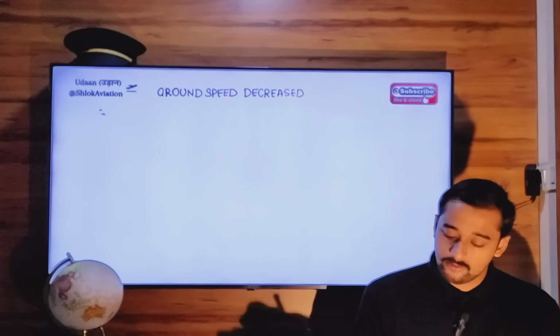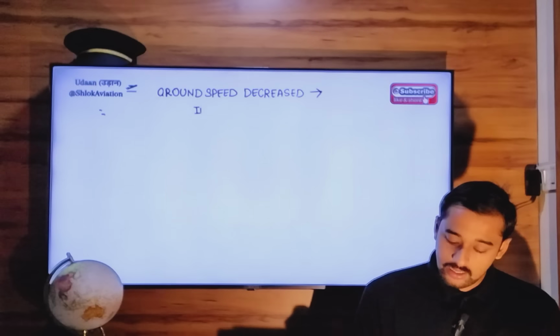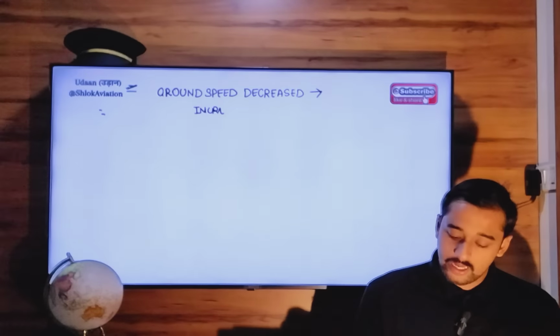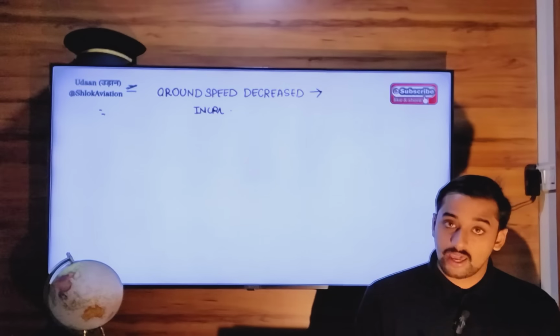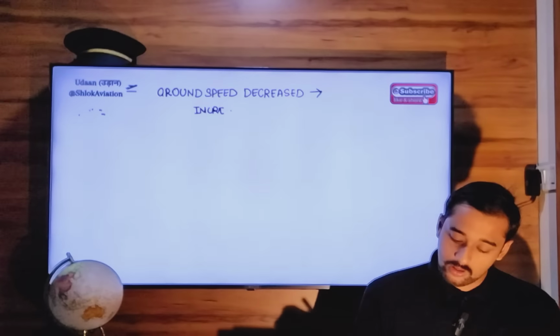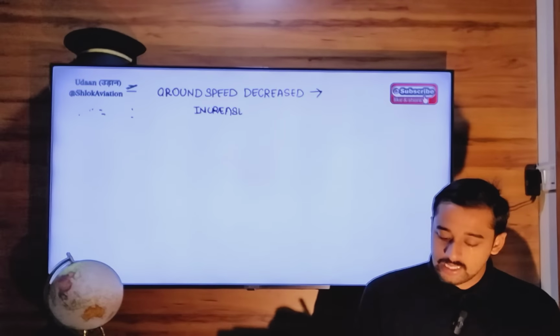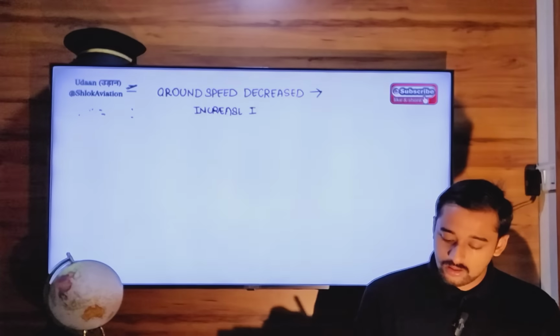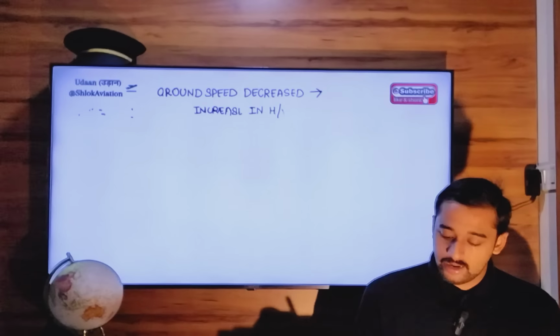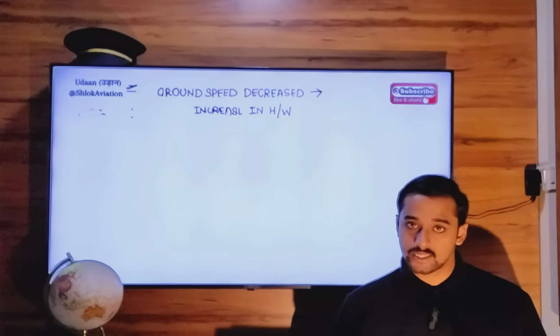In case of whenever there is increase in headwind. So we have done these questions in the 1 in 60 rule. So whenever there is increase in headwind component, your ground speed decreases, right?